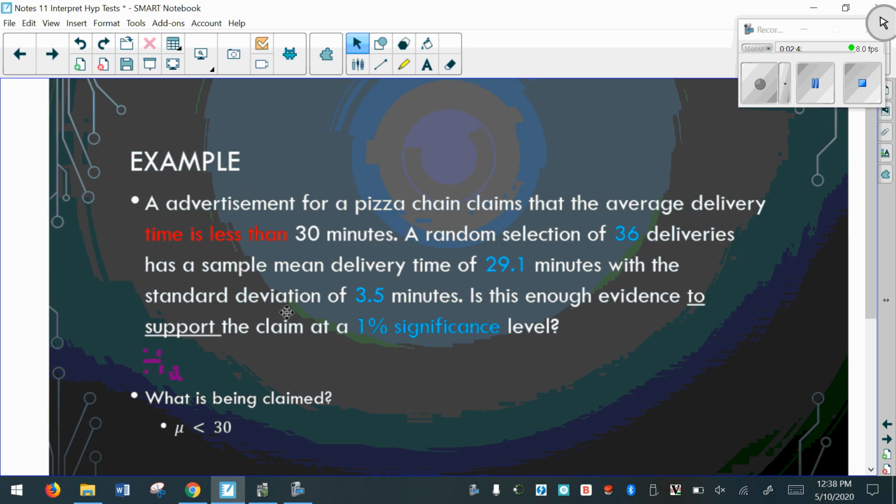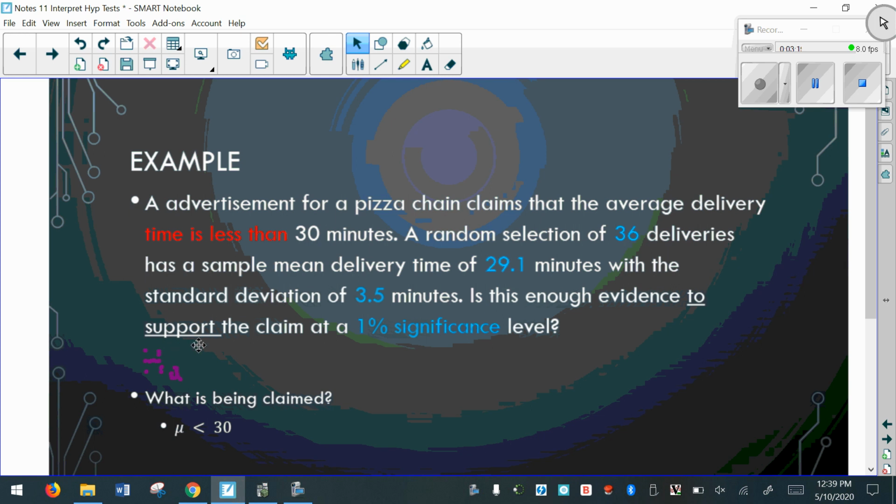So the first example, I'll let you go ahead and read through that. So remember to pause the video as necessary. So hopefully you have understood that at the beginning we have a claim that the delivery time is less than 30 minutes. Selection of 36 deliveries, an average of 29.1 minutes, a standard deviation of 3.5 minutes, and our job is to determine, is this enough evidence to support the claim at a 1% significance level?